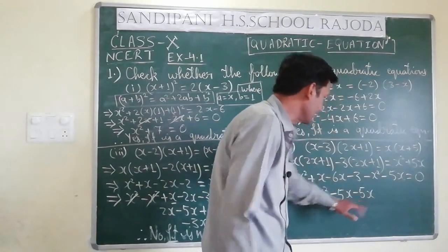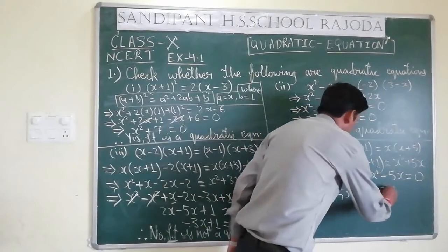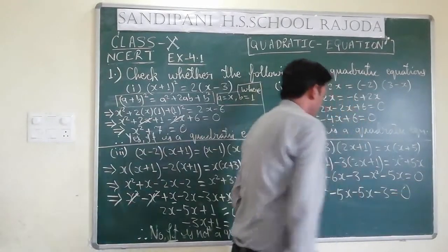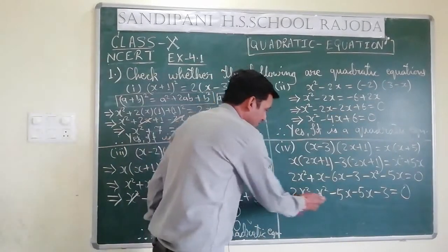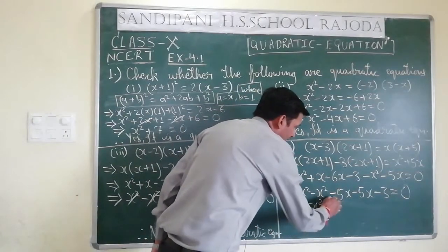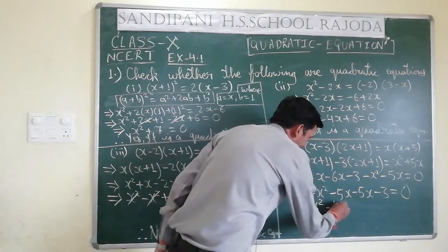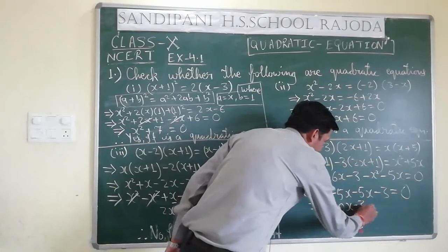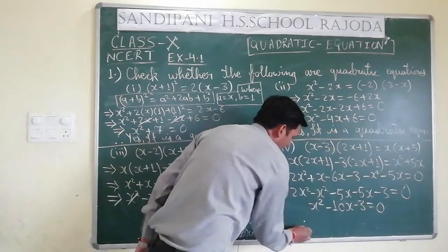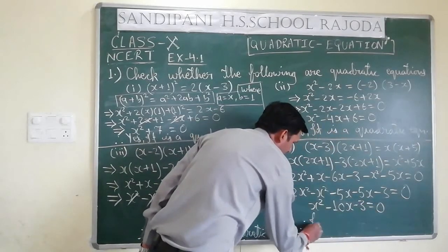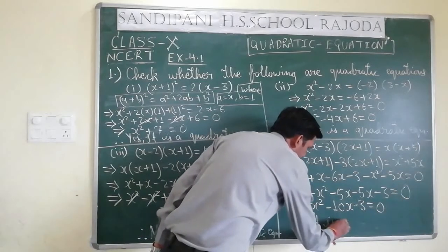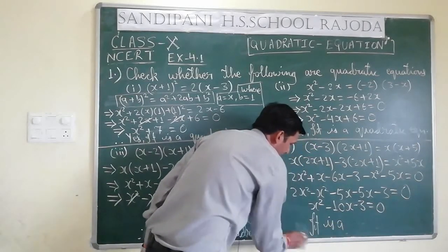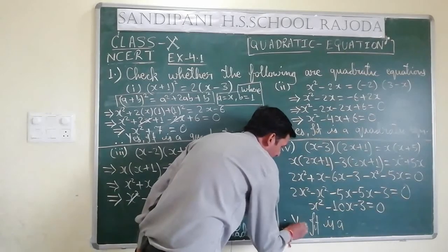Now minus 3 is the constant, is equal to 0. So it will become 2x square minus x square, that is x square, minus 5x, and minus 3 is equal to 0. Therefore, yes, it is a quadratic equation.